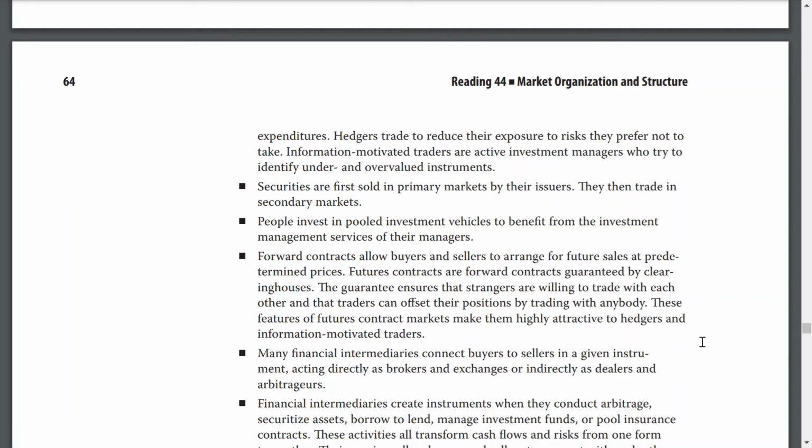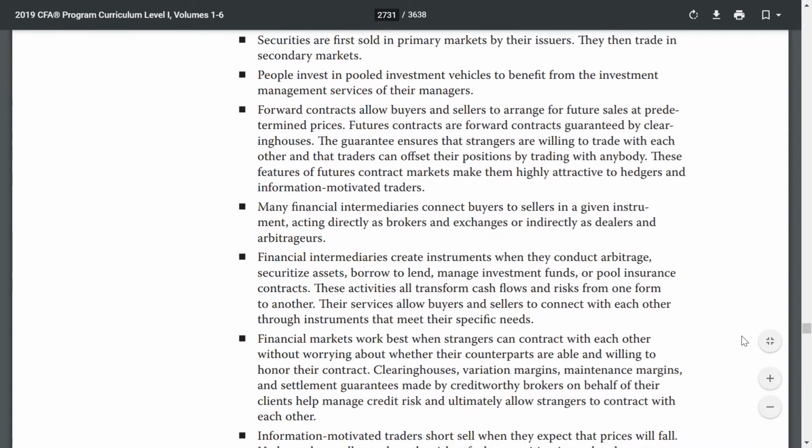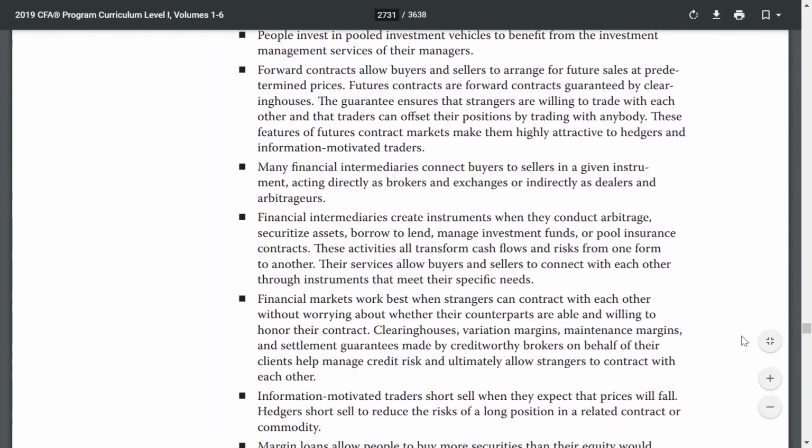Forward contracts allow buyers and sellers to arrange for future sales at predetermined prices. Futures contracts are forward contracts guaranteed by a clearinghouse. The guarantee ensures that strangers are willing to trade with each other, and that traders can offset their positions by trading with anybody. These features of futures contract markets make them highly attractive to hedgers and information-motivated traders.